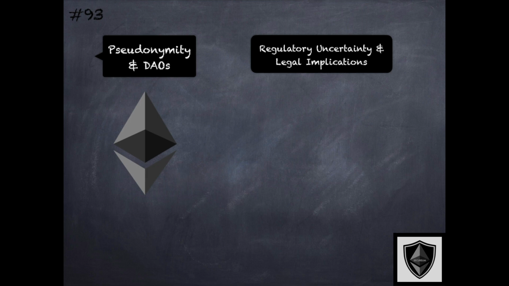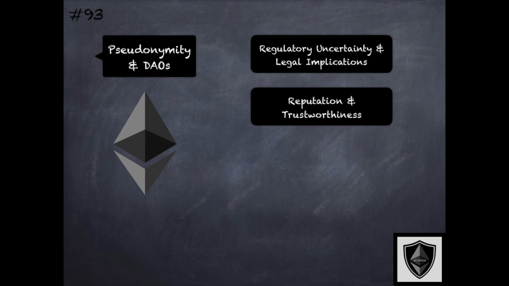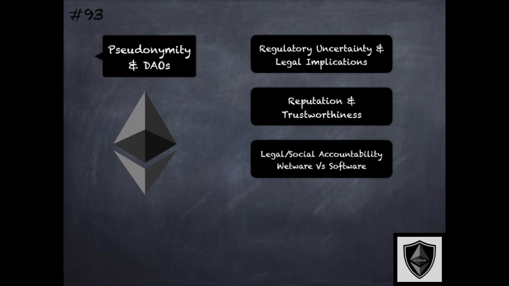So there is an increasing trend towards some of the teams, some of the people involved in the projects being pseudonymous, and this could be because of the regulatory uncertainty regarding cryptocurrencies or the crypto space in general. It could also be because of the legal implications thereof, and this changes the way we think about reputation, the way we think about trustworthiness when it comes to applications, projects, or products. This also affects the legal or social accountability when it comes to projects.